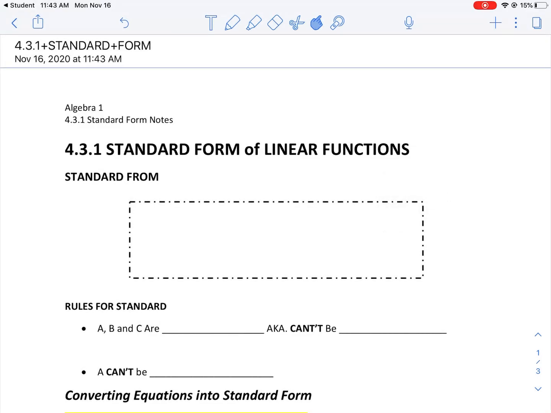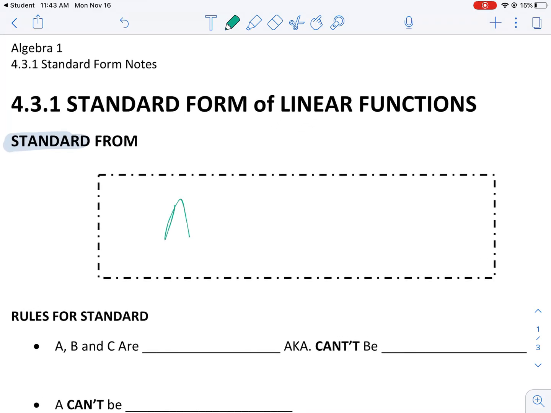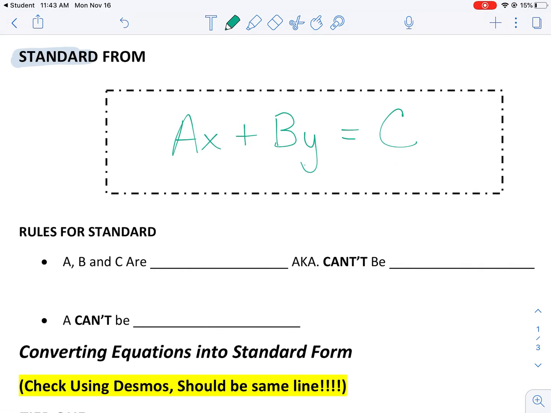All right, today we're going to introduce our last form of linear equations, and we call this form standard form. Standard form is ax plus by equals c. So both our x and y term have to be on the same side of the equal sign, and the x term normally goes first. Now, standard form has a couple of rules.